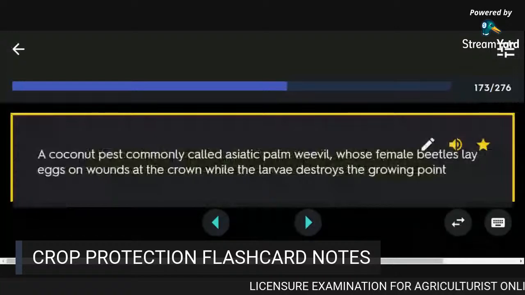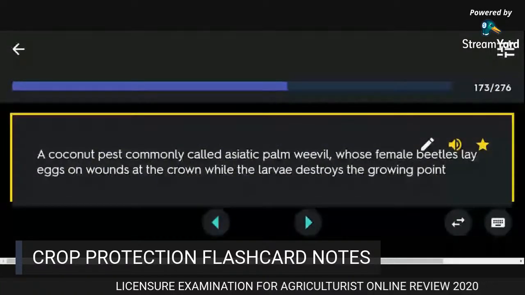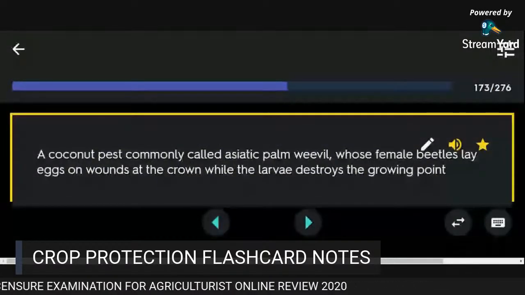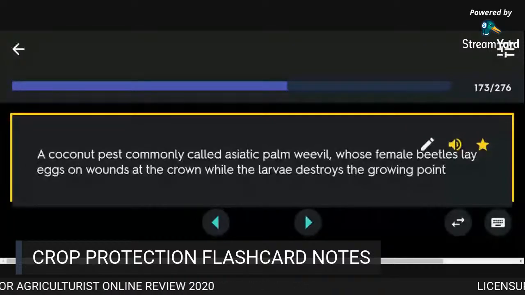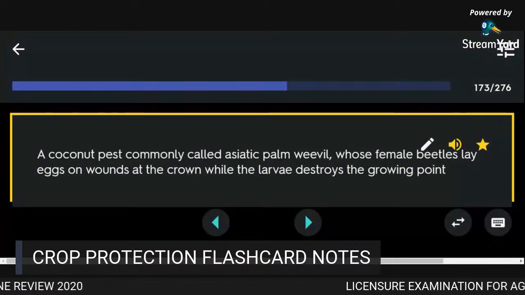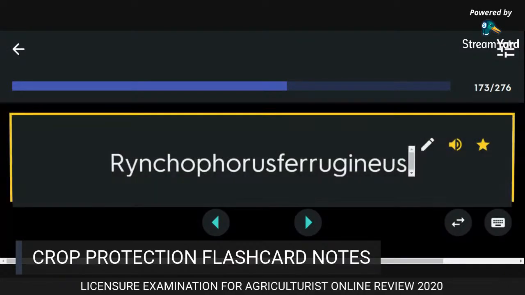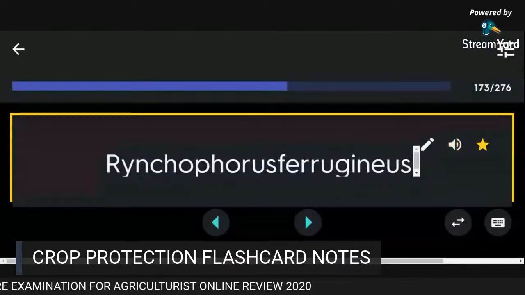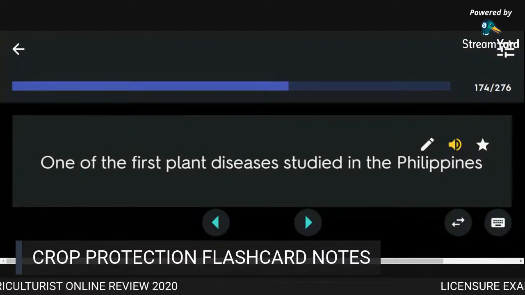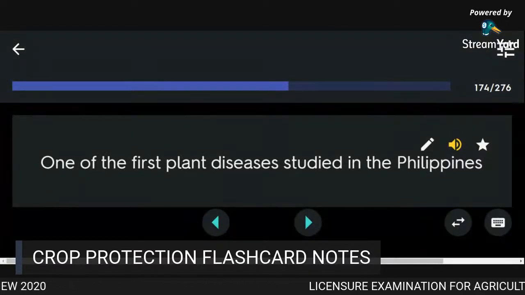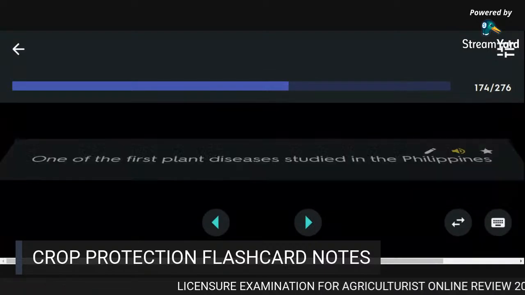A coconut pest commonly called Asiatic palm weevil, whose female beetles lay eggs on wounds at the crown while the larvae destroy the growing point: Rhynchophorus ferrugineus. One of the first plant diseases studied in the Philippines: rice bacterial blight.